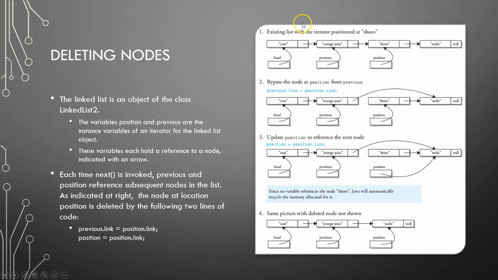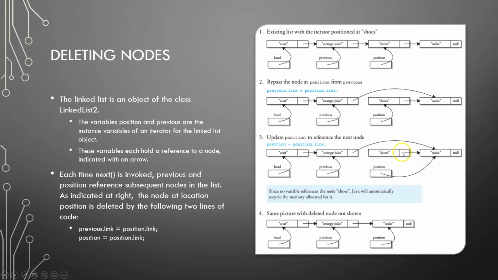So if we look at our four steps here, this is our existing list with the iterator positioned here at shoes. So we have coat, orange juice, shoes, and then of course we're pointing to socks. So here's head, here's previous, here's position. All right. So we're going to bypass the node position from previous. So I'm going to say previous.link equals position.link. And you can see that we're pointing this link here to point to socks instead of shoes. And then we're going to update position to reference the next node. So position is equal to position.link. So this structure here is now going to point to where socks is.